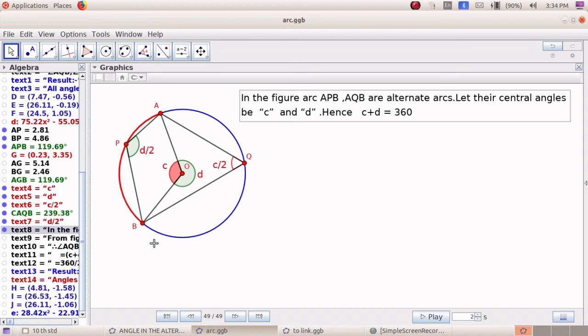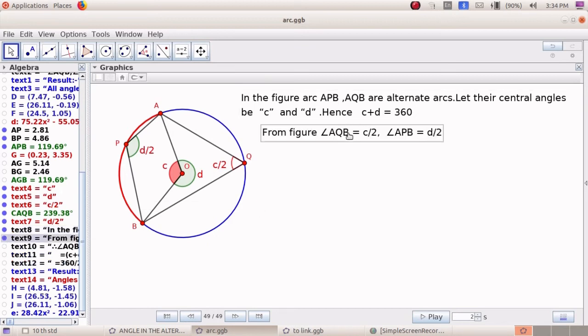Okay, we have supposed APB and AQB as alternate arcs, their central angles are C and D, and their sum is 360 degree. Now from the figure we see angle AQB is C by 2 and angle APB is D by 2. That we can see from the figure and from the result we have already made. You can write such a step next. And so on, adding these two, angle AQB plus angle APB is C by 2 plus D by 2.